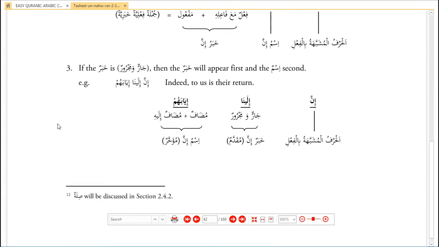Rule number 3 is, if the khabar is jar majrur, then the khabar will appear first and the ism second. So inna ilayna iyabahum, ilayna is jar majrur, coming first, the khabar muqaddam, and iyabahum is inna's ism coming after. So try to study, try to understand, put some time into it. Inshallah, Allah subhanahu wa ta'ala will make it easy. By understanding this, the Quran becomes easy. The more we study, the more we understand these rules, and the Quran will become easy. So inshallah, slowly we'll start the Quran as well.